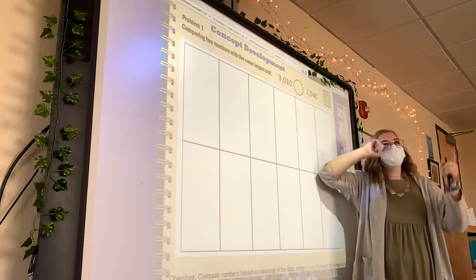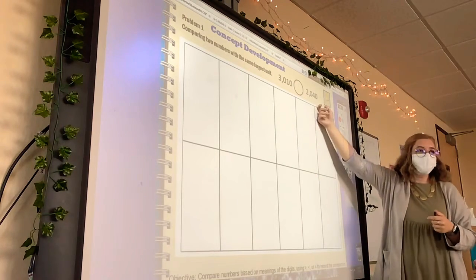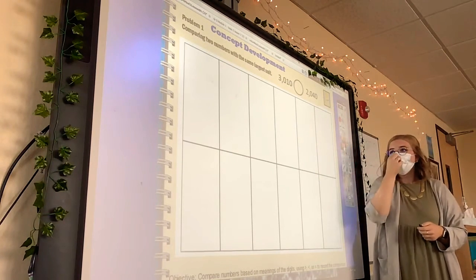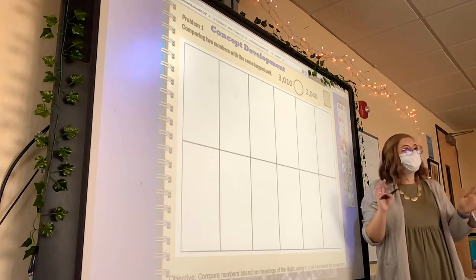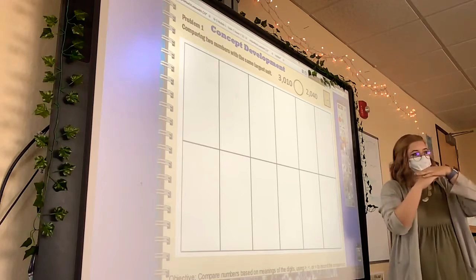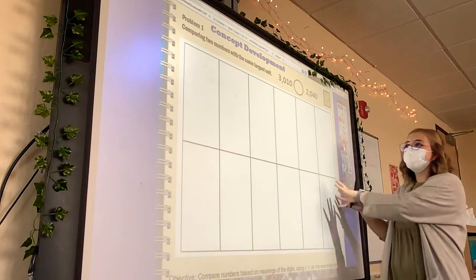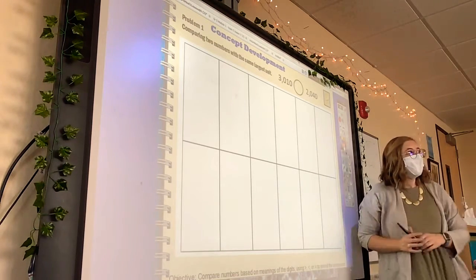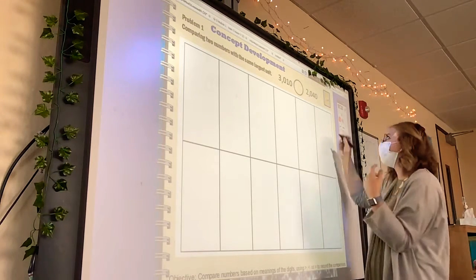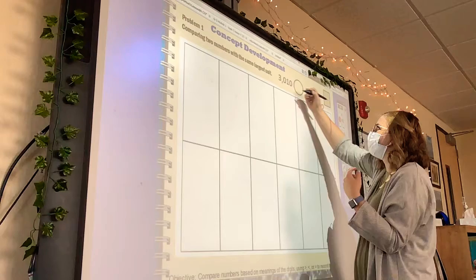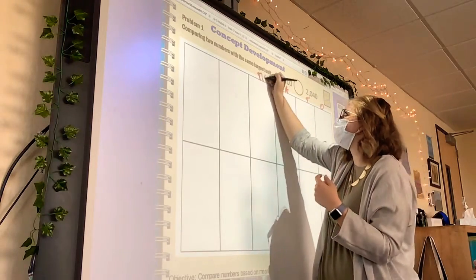3010. Good. What is this number right here? 2004. Okay. Maybe looking at it, you already know which one's bigger, but that's fine. We're still going to look at them compared together, okay? So here is a place value chart. I know it looks a little different than the ones we've been working with, but you can still think of it the same way. This is ones, this is tens, hundreds, thousands.